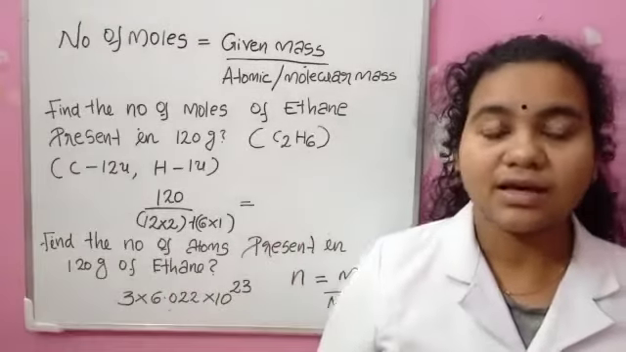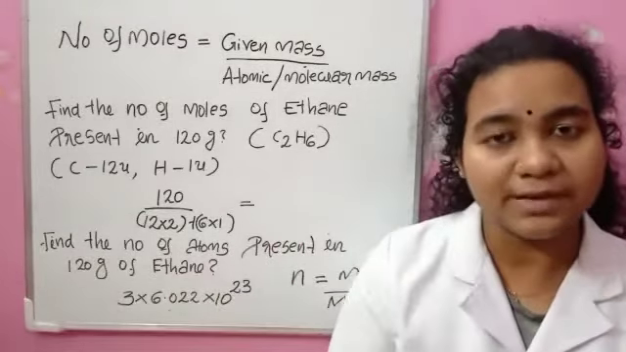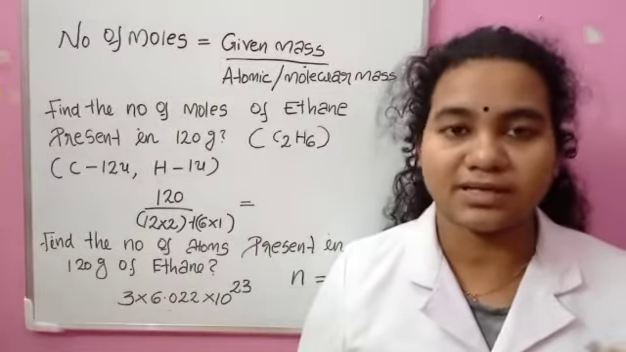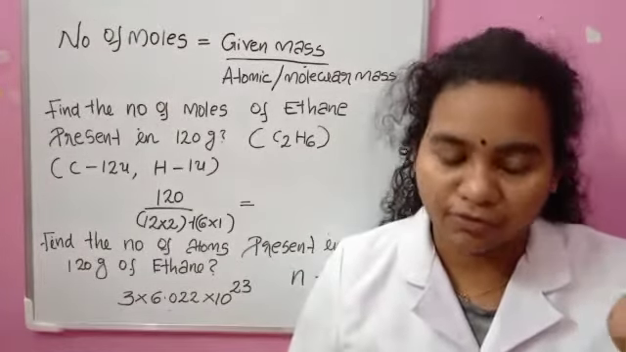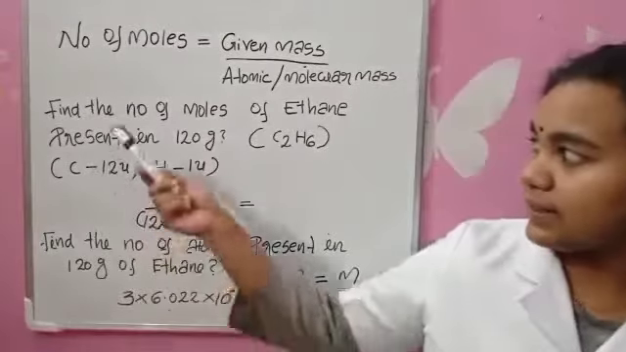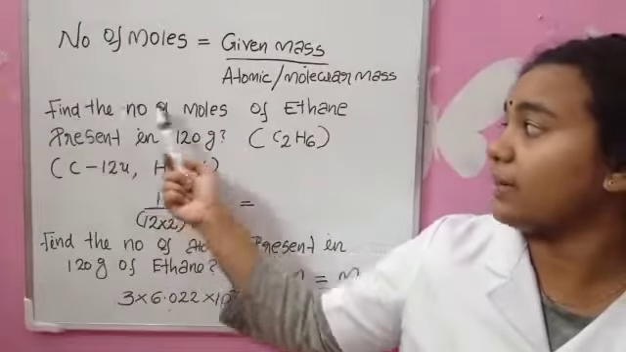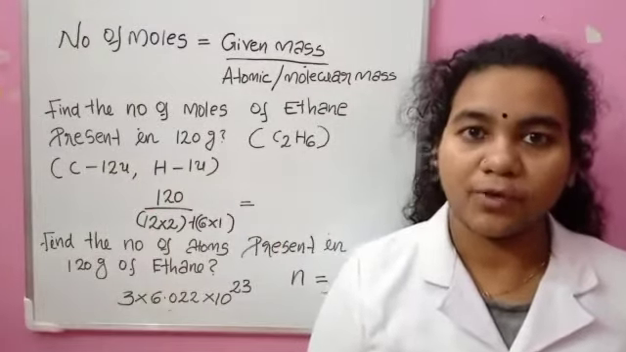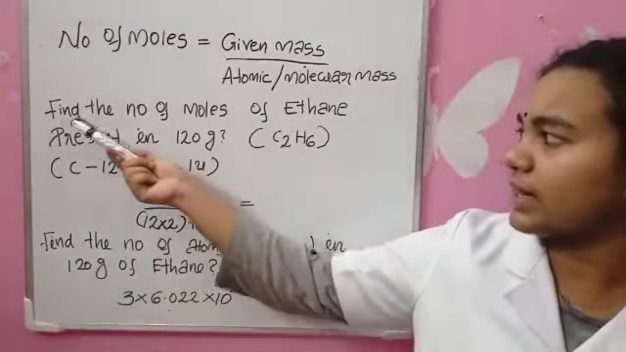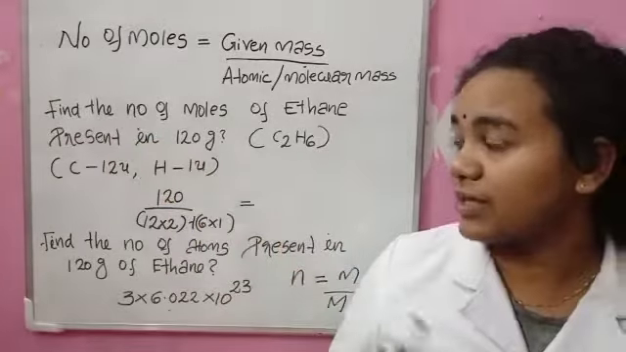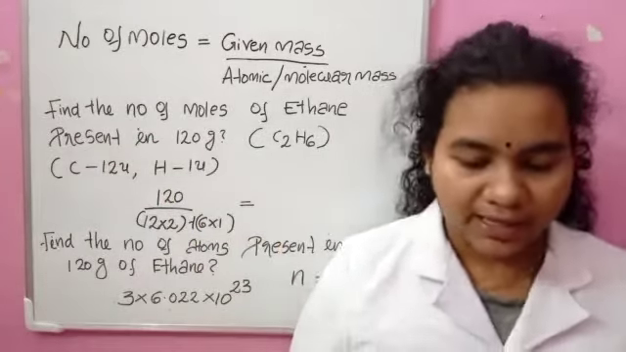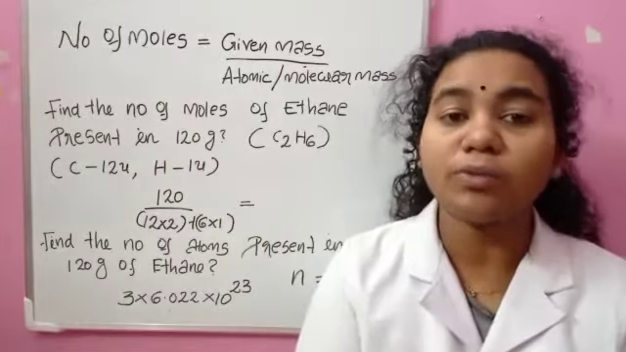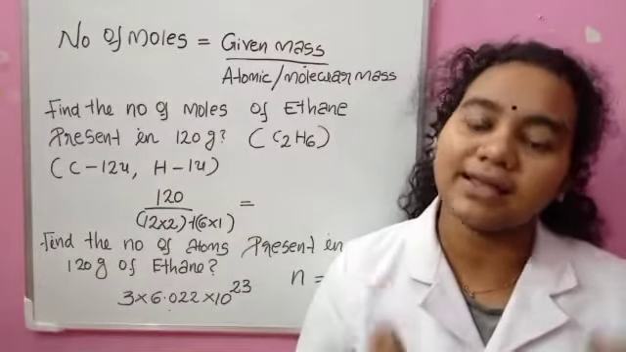Sometimes they will give a certain amount of substance, and from that they will ask you to find the number of moles present in that much substance. For example, here a question is given: find the number of moles of ethane present in 120 gram of the substance. That is, 120 gram of ethane is given, and you have to find how many moles of ethane are there.